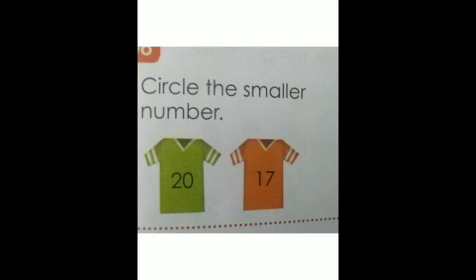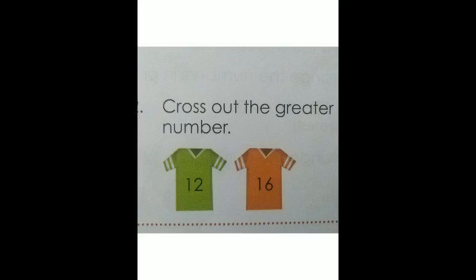Circle the smaller number. Here two t-shirts are given. In the green t-shirt 20 is given and in the orange t-shirt 17 is given. From these two, which is the smaller number? You have to circle it. Okay, think of it and circle the smaller number. This is your homework. Look at the next question.